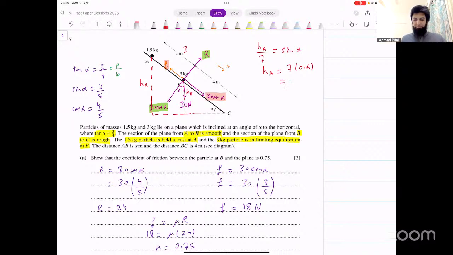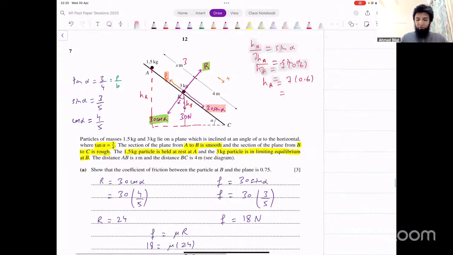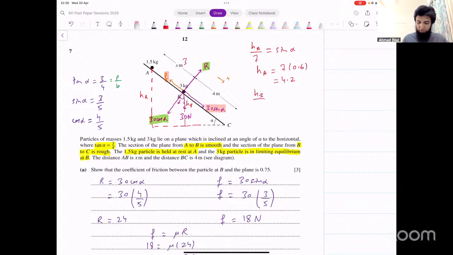What does that turn out to be? Height of the point A. We need that for potential energy, right? What do we get from this? 4.2. Okay. Now both the particles are reaching the ground eventually, right? What about HB? HB over the hypotenuse, that's 4 for the smaller triangle. For this triangle, hypotenuse is 4, height is HB. This equals sine alpha again. So that's HB equal to 4 into 0.6, which is 2.4. That's HB.